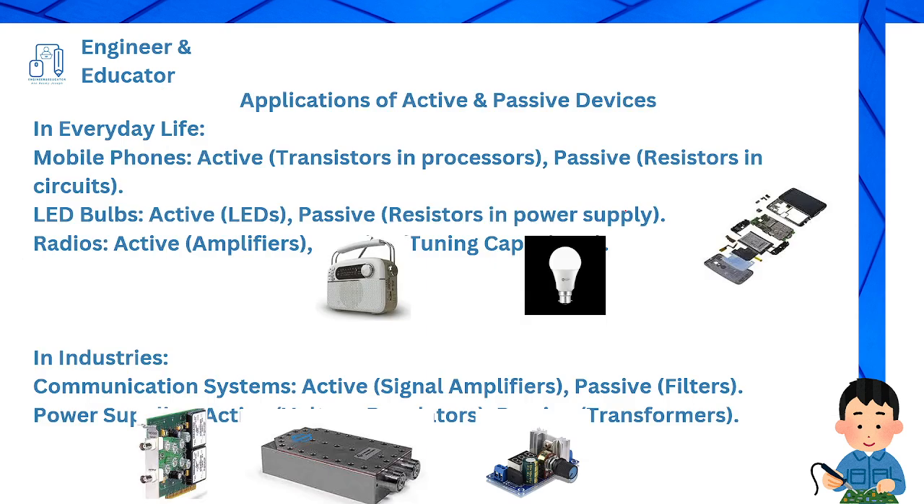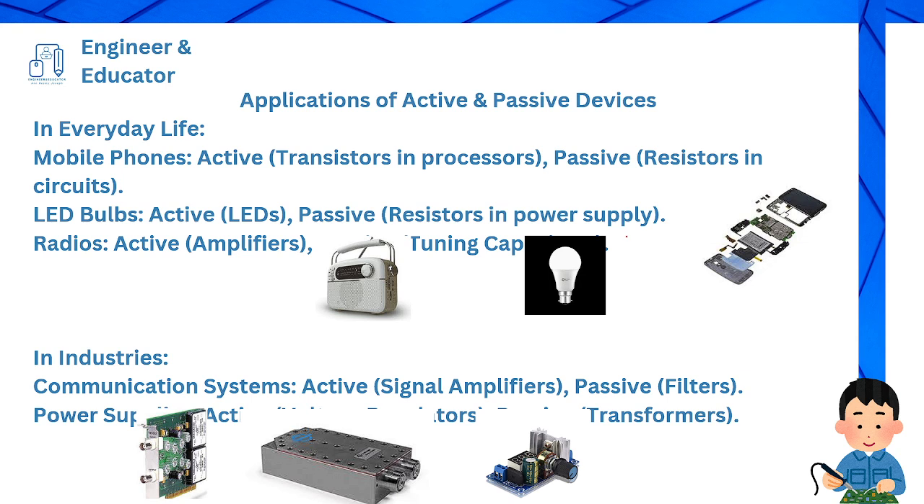Applications of active and passive devices. Here there is one more thing: this is about a tuning capacitor. I mistakenly placed this picture here, sorry. In everyday life, we make use of active and passive devices. Transistors are used in processors. Passive devices, resistors, are used in circuits. Active LEDs are used in LED bulbs. These are light emitting diodes.